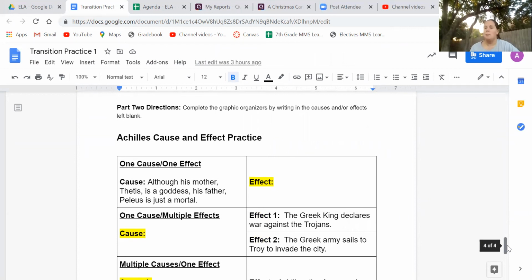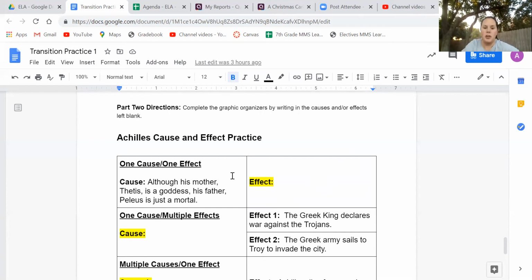Very briefly, but you should know about it from previous years. So you're going to go back to the passage for these. A cause: although his mother Thetis is a goddess, his father Peleus is just a mortal. So what's the effect? Because his mother is a goddess and his father is just a mortal, what happens? And then you're going to have several different scenarios with cause and effect.